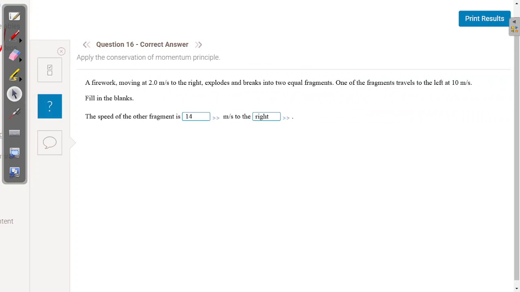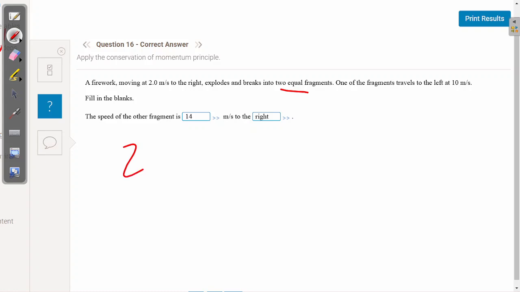A firework moving at 2 meters per second to the right explodes and breaks into two equal fragments. One of the fragments travels to the left at 10 meters per second. Two equal fragments means they have the same mass. So instead of ma, mb, it's just m.